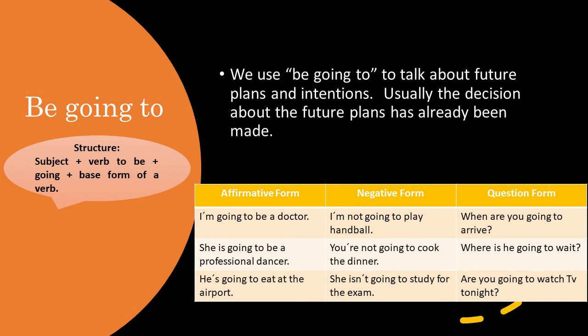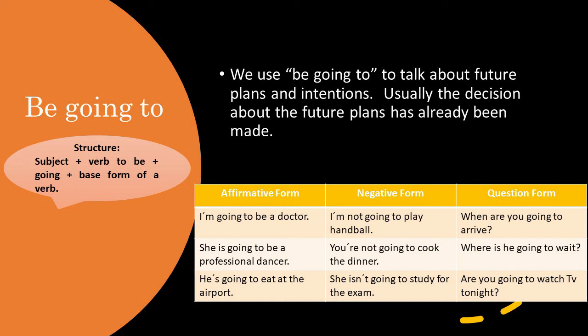Also, we have she's going to be a professional dancer. He's going to eat at the airport. Also, we can say, imagine, my mom is going to buy a ticket, or my mom is going to buy a new cell phone, for example, right?